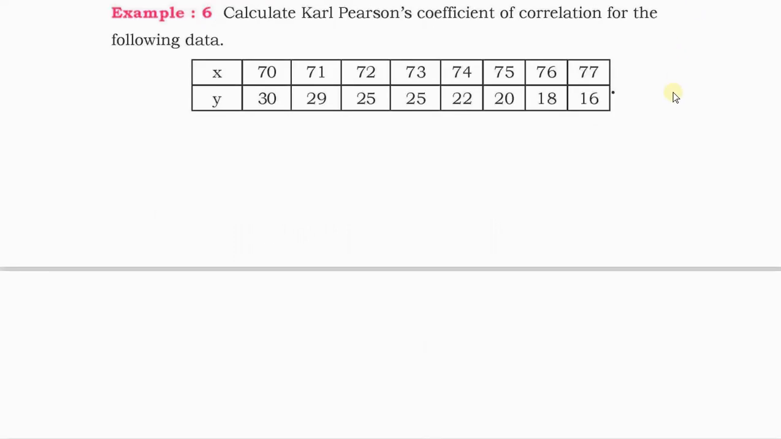Let us look at another example here. Calculate Karl Pearson's coefficient of correlation for the following data. So the two variables are given here. X is 70, 71, 72, 73, 74, 75, 76 and 77. Y values are 30, 29, 25, again 25, 22, 20, 18 and 16. So these are the given values here.